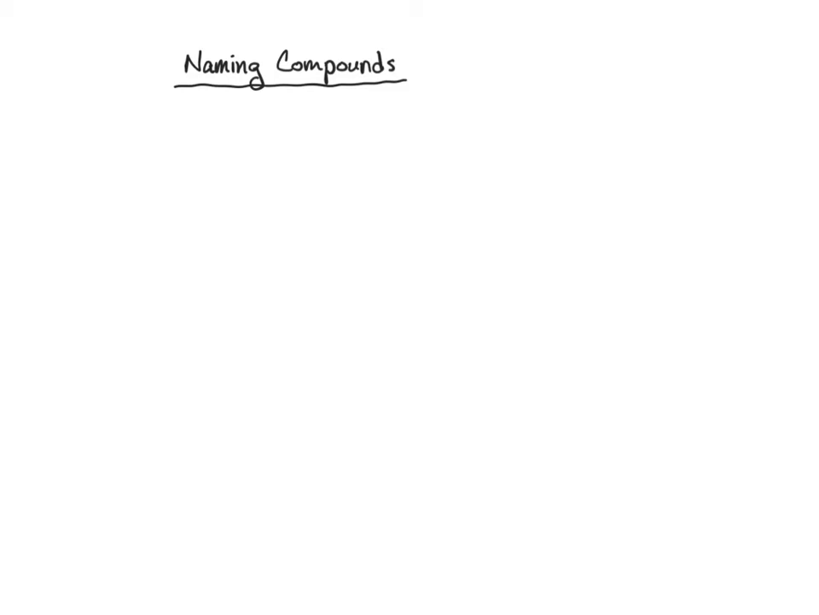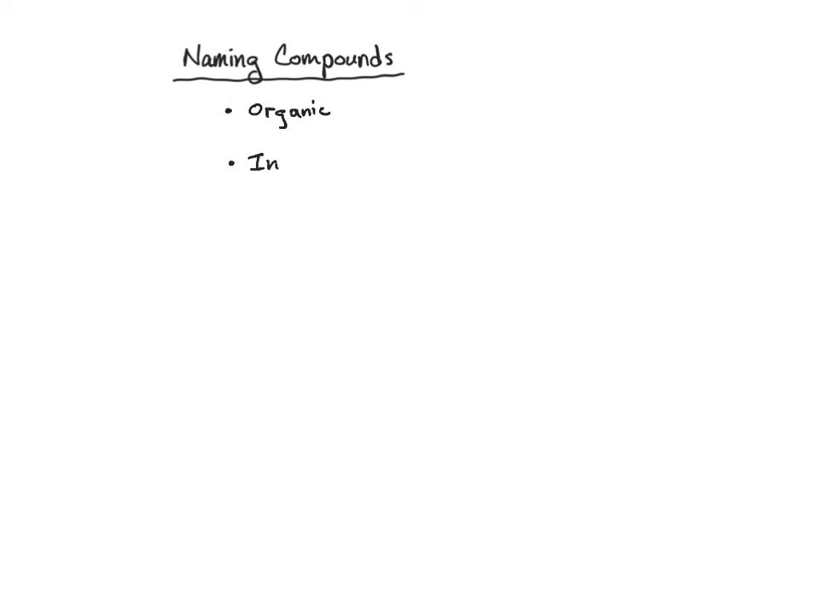Now, the first thing we need to recognize is that there's one big division in the way that we name compounds. And that division is between two types of compound. The first one is classified as being organic. Second is inorganic. Now, the difference between the two is, well, it's kind of a tenuous difference between the two of them.